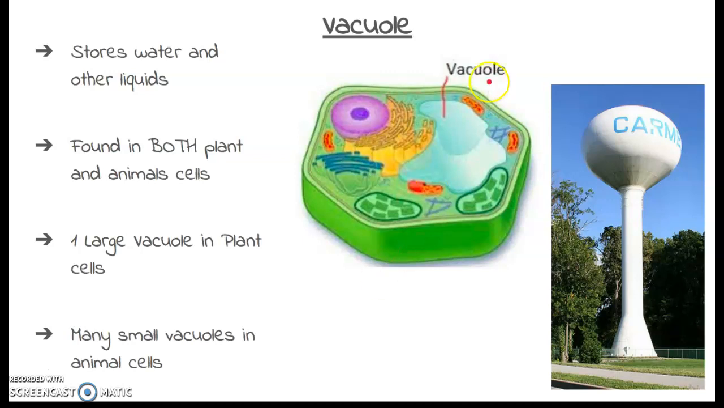So like I was saying, because plants take in more water, they have to have one large vacuole, whereas animal cells that do not take in as much water have many small vacuoles, okay?